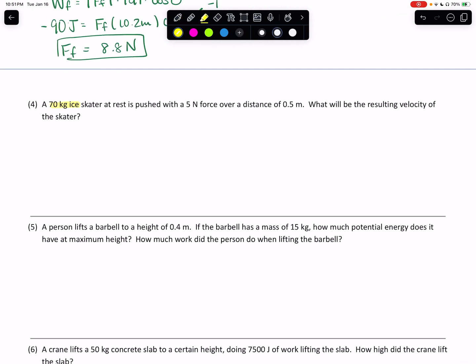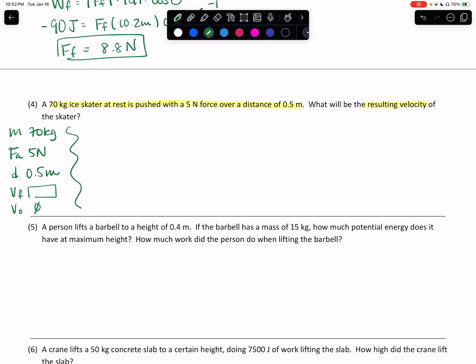A 70 kilogram ice skater at rest is pushed with a 5 Newton force over a distance of 0.5 meters. What will be the resulting velocity of the skater? So we've got mass, 70 kilograms. We've got an applied force of 5 newtons, and we've got a displacement of 0.5 meters. And we're looking for V final. Now we do know V initial because she was at rest, so I'm going to put a 0 in. So here is our unknown.